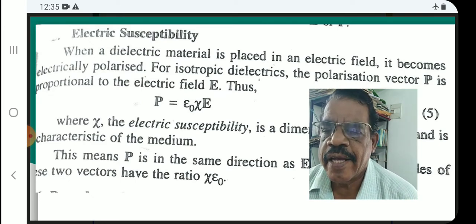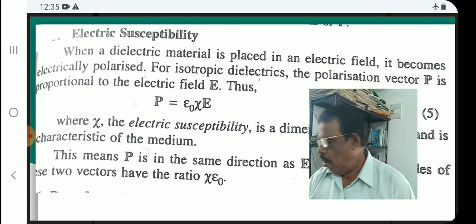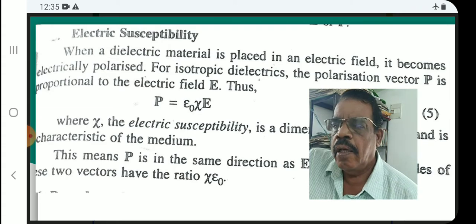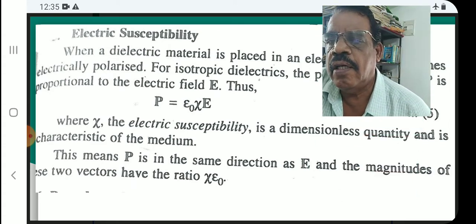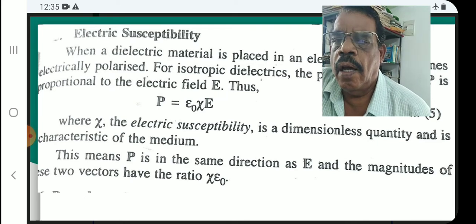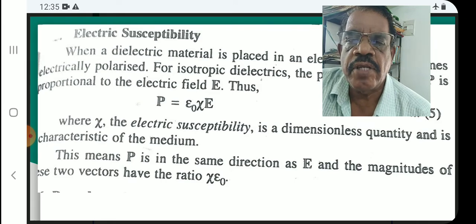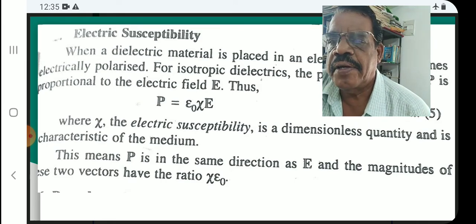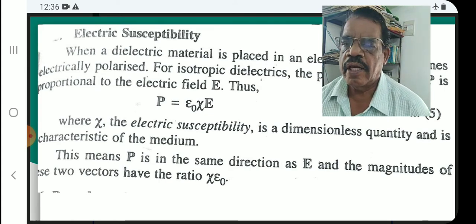P is equal to epsilon 0 chi E into E. Here, chi E is the electric susceptibility. Chi E suffix, chi, the spelling is CHI. Chi is electrical susceptibility. It is a dimensionless quantity and is characteristic of the medium. It is a quantity without dimension, and a particular property of the medium.